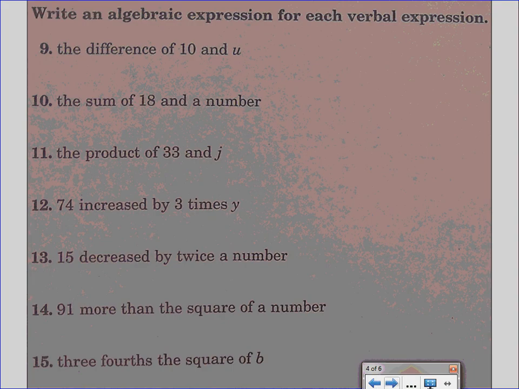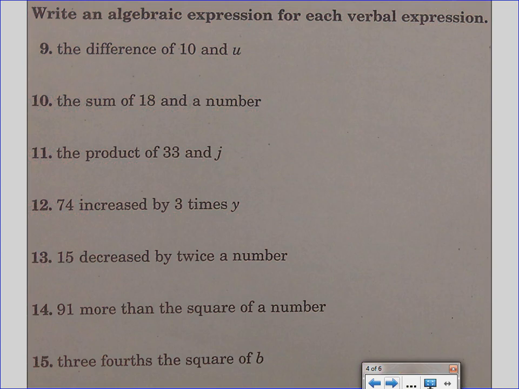All right, and again, this is the way I like to do it. It seems easier to me to go this direction than the other ones. So we're going to go from words into a math expression, so from verbal expression to an algebraic expression. So the difference of 10 and u, anytime you see the word difference, you're going to write the numbers or the variables in the order they give you. And difference means subtraction. So I'm going to put a subtraction in between.